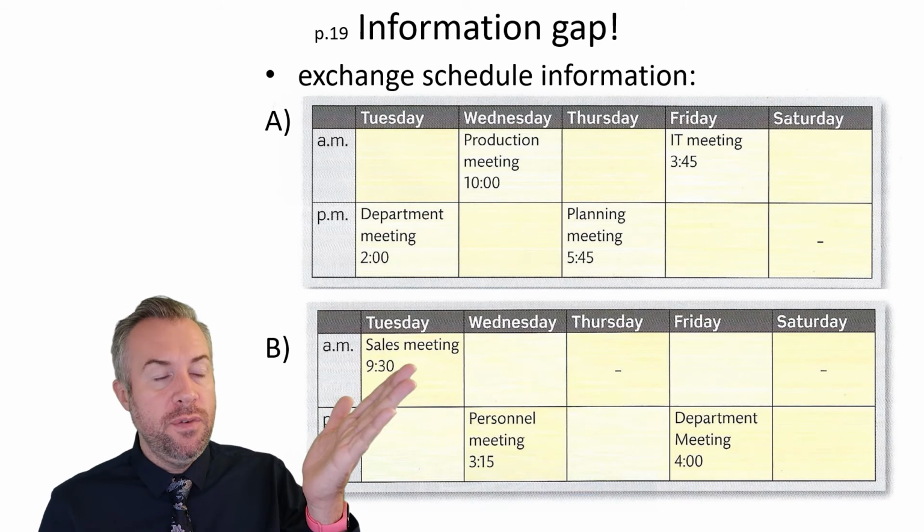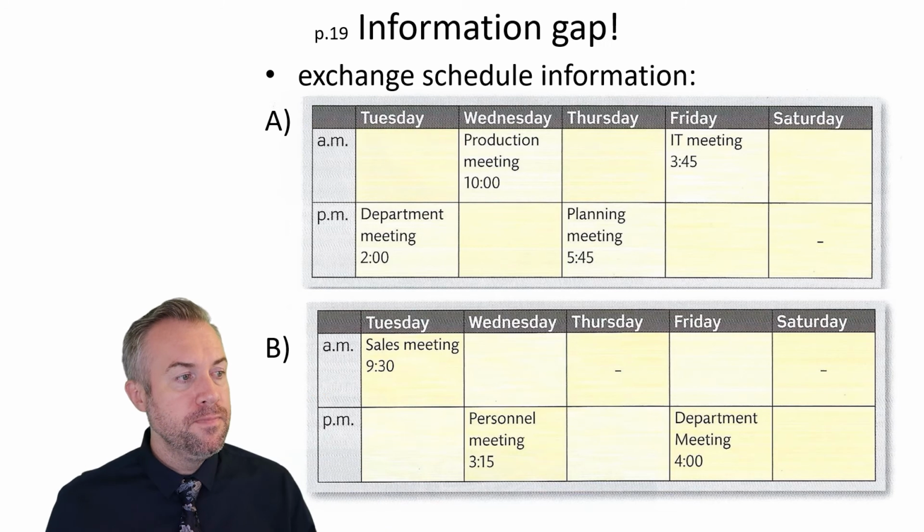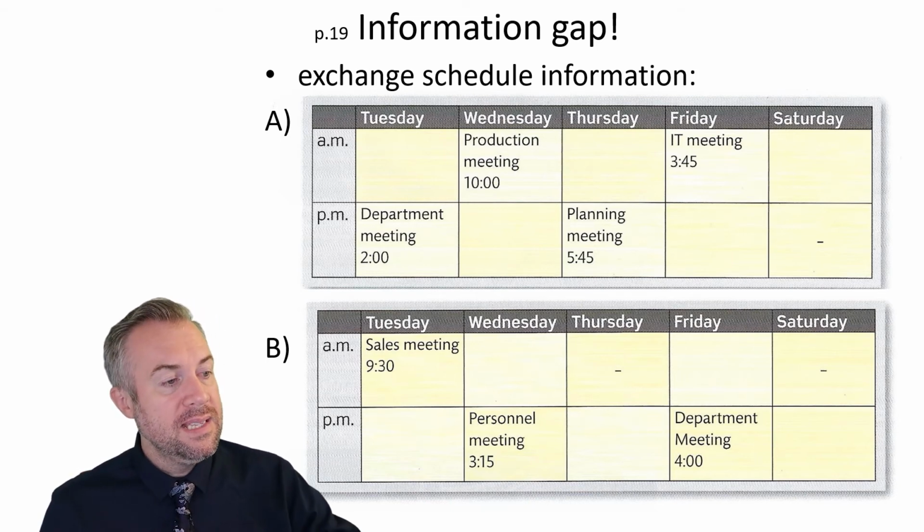Here is the information for part B. As you can see, the information is opposite. So A has a gap on Tuesday morning, Wednesday afternoon, Thursday morning, Friday afternoon, and Saturday morning. So 5 questions for part A, and B is the opposite. B will ask about Tuesday afternoon, Wednesday morning, Thursday afternoon, Friday morning, and Saturday afternoon. Let's have a look at the question.